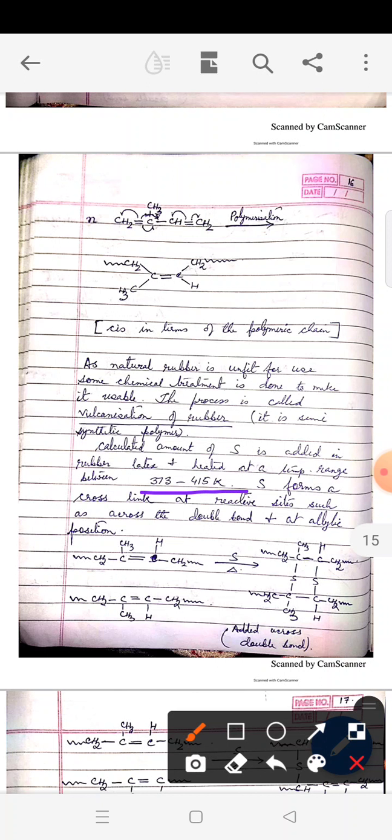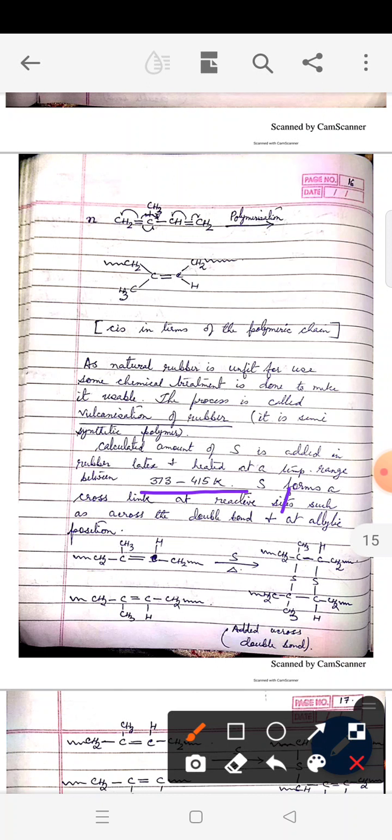So after heating you will find that the stickiness of rubber has vanished, and it has become a very wonderful substance which can be used for erasing, for your rubber band, for making the tires of the car, depending on the different concentration of sulfur added.